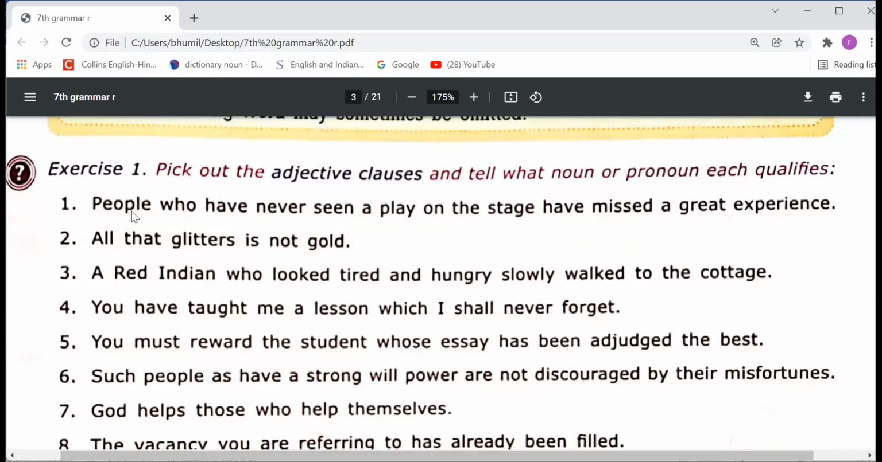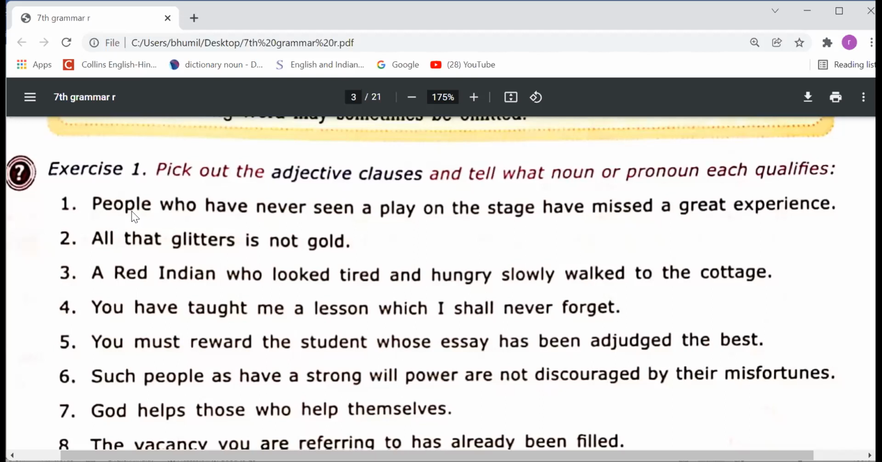Sentence number 2: all that glitters is not gold. Who will let me know about this sentence? Please raise your hand, जो मुझे सेंटेंस के बारे में बताएगा कि कौन सा पार्ट यहाँ पे एडजेक्टिव क्लोज है. अपना हैंड रेज करो. If your answer is wrong, that's okay, no problem, but at least you should try to participate in this.